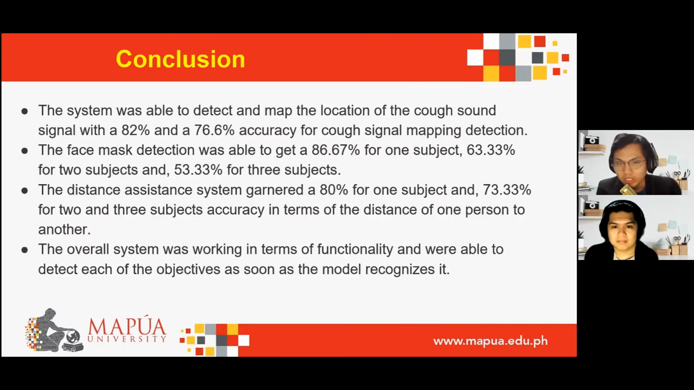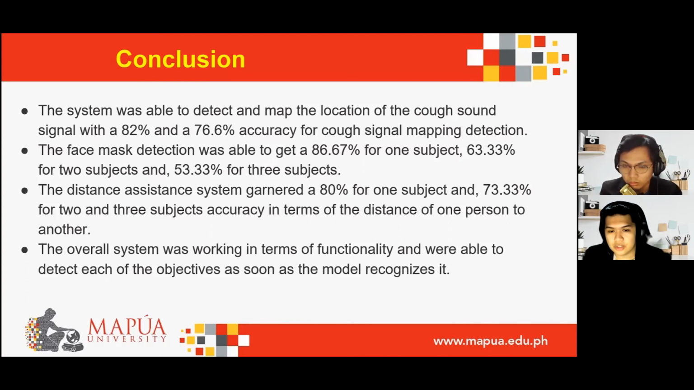To conclude the research, the system was able to detect and map the location of the cough sound signal with 82% and 76.6% accuracy for cough signal mapping detection. For the face mask detection, we were able to get 86.67% for one subject, 63.33% for two subjects, and 73.33% for three subjects.